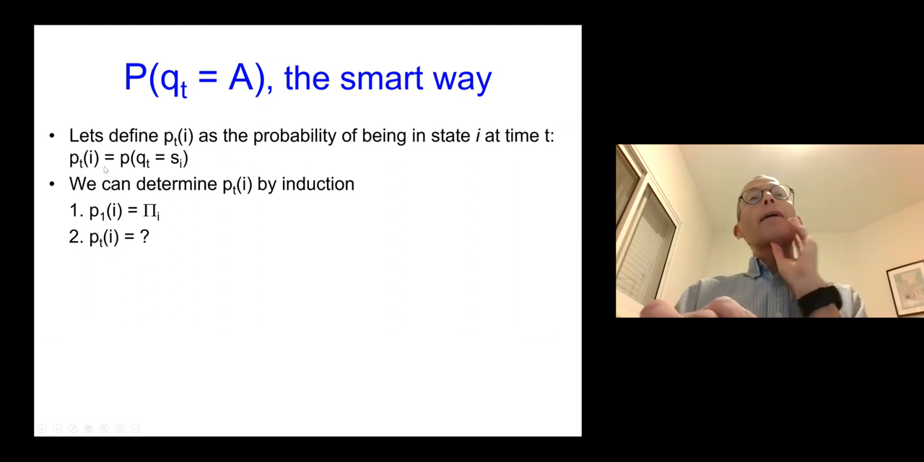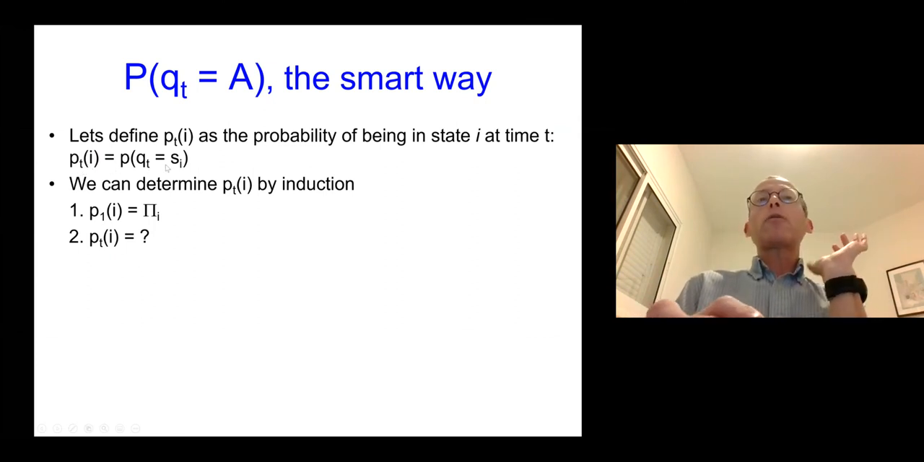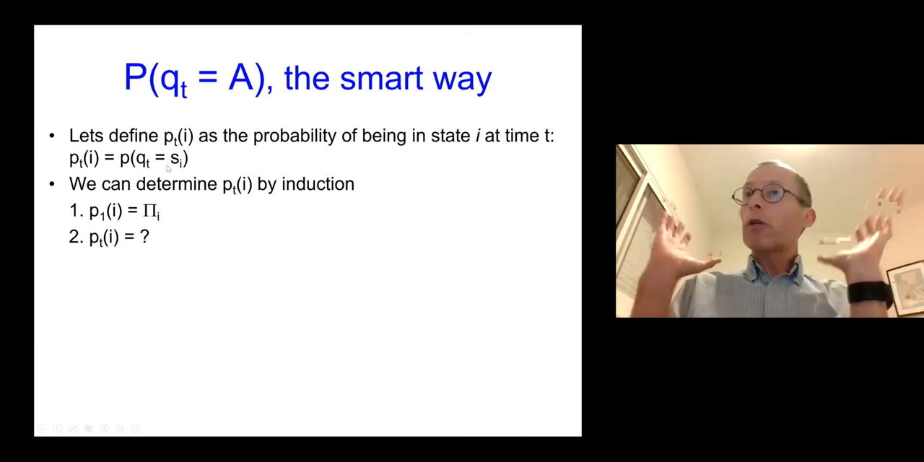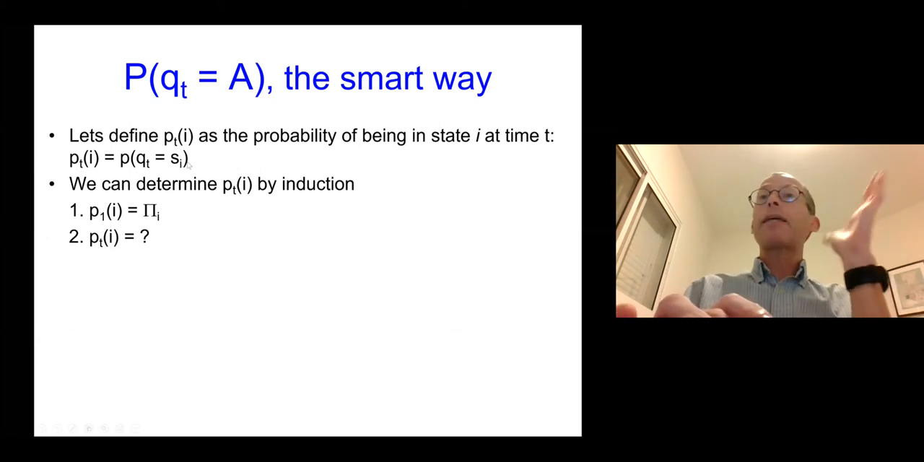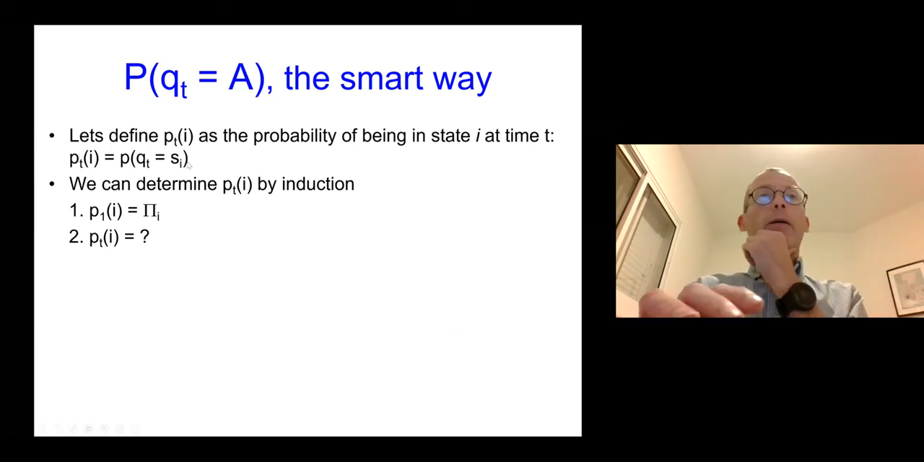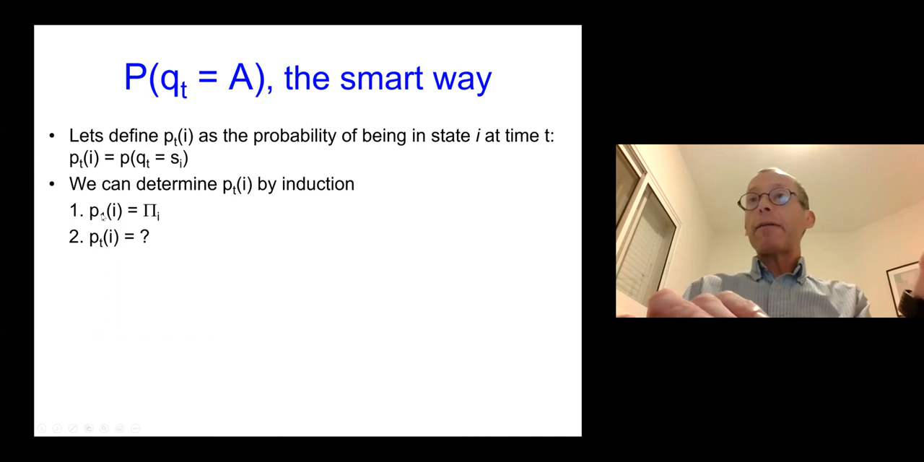So P_t(i), just the definition, is the probability that Q_t equals S_i. I didn't say how to compute it, but that's the definition. Okay, what's the probability that at time 7, I am in state A? How can we determine it? Well, for the first one, it's easy. It's just the initial probability. We can just go to the model and ask what's the probability at time 1 of being in state I or B. That's in the model.